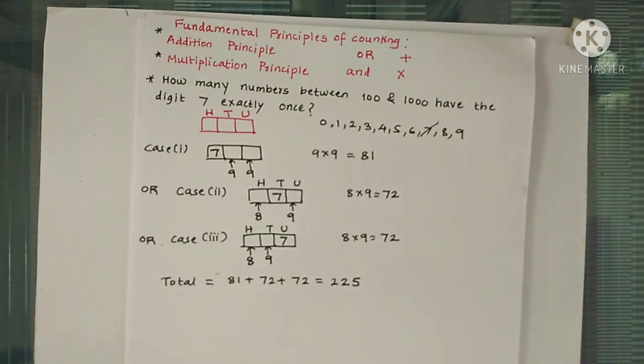So whenever we want like this, we have to categorize that into 3 cases, and we have to add those number of ways, as in between we have the word "or": case 1 or case 2 or case 3. So whenever it is "and" in between, we have to multiply those number of ways, and whenever it is "or", we have to add those number of ways.